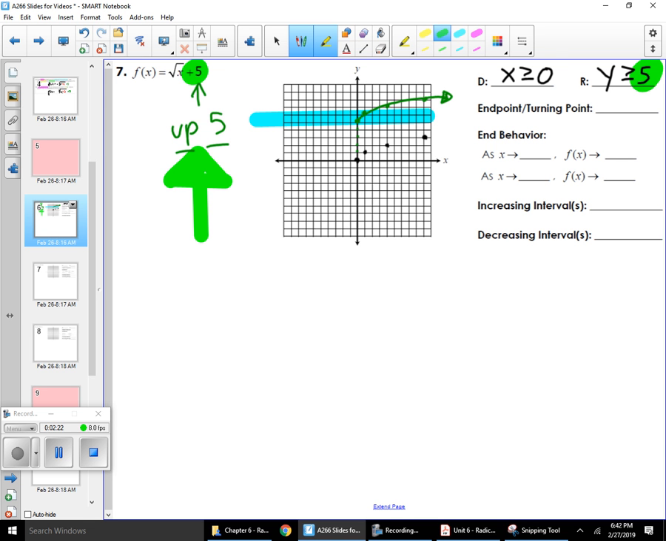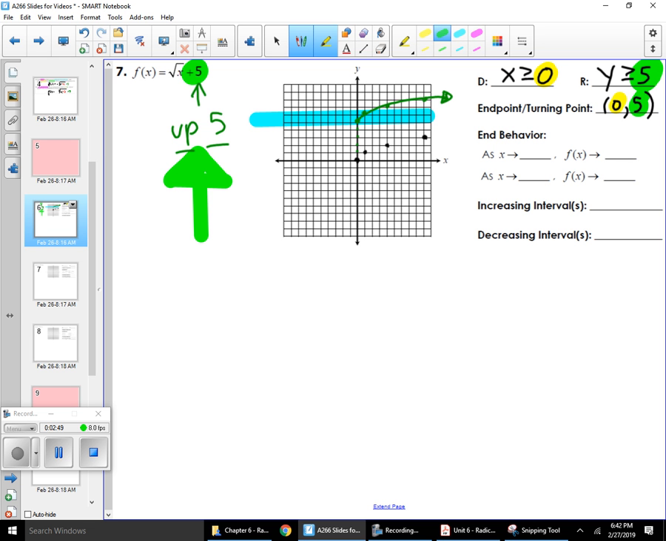Our turning point is also related to h and k. (0, 5). Sorry, it's an endpoint for a square root function. But our endpoint is also related to h and k, and it's also related to the domain and range there. So you'll notice the same few numbers popping up quite often. 0 and 0, as well as the 5 and the 5.